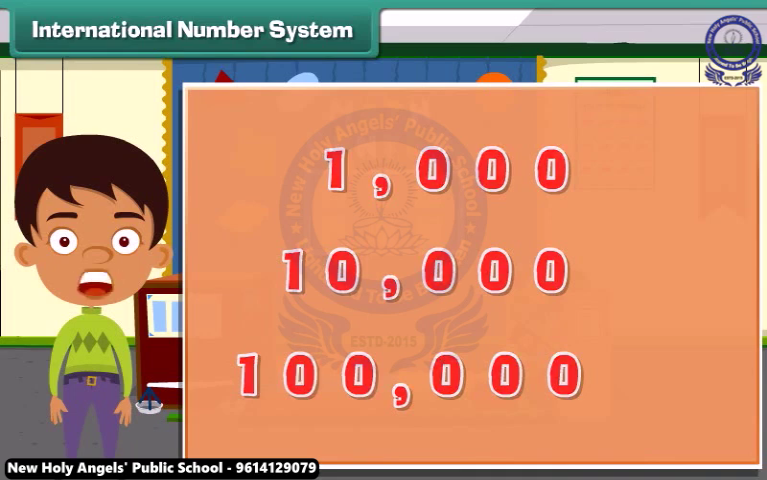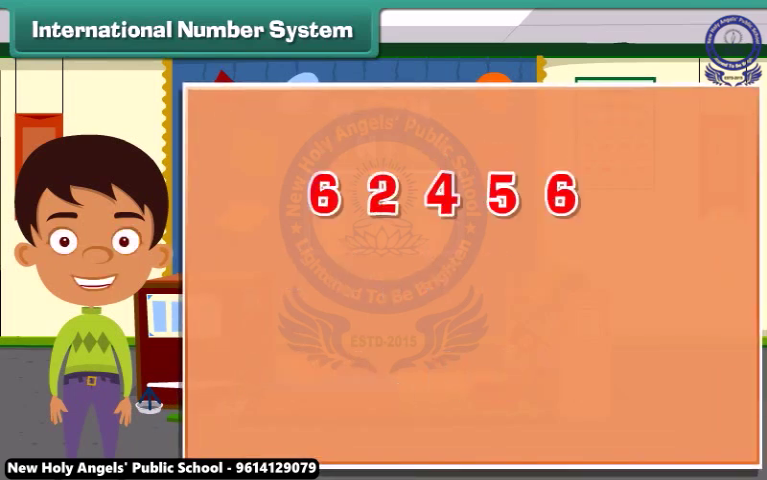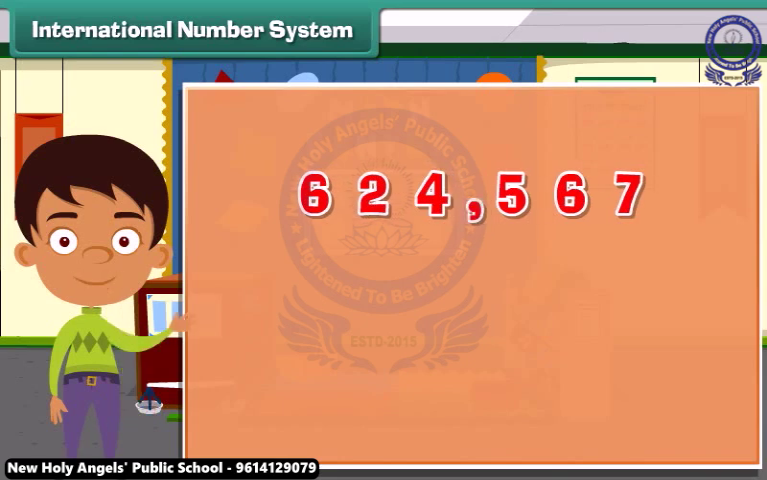Now consider the number 624567. It will be written as 624,567 in the International number system and read as 624,567.